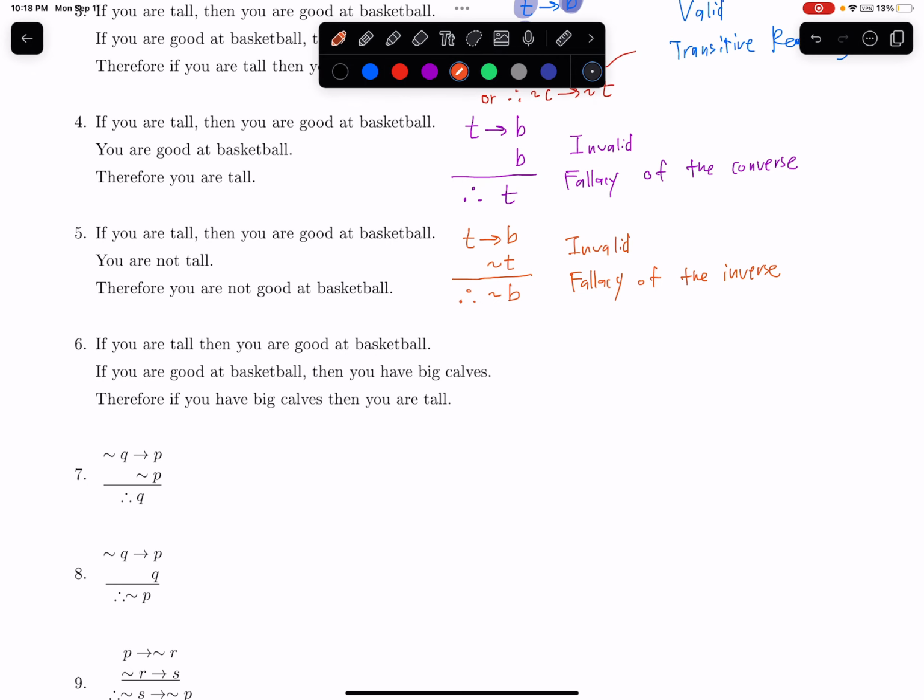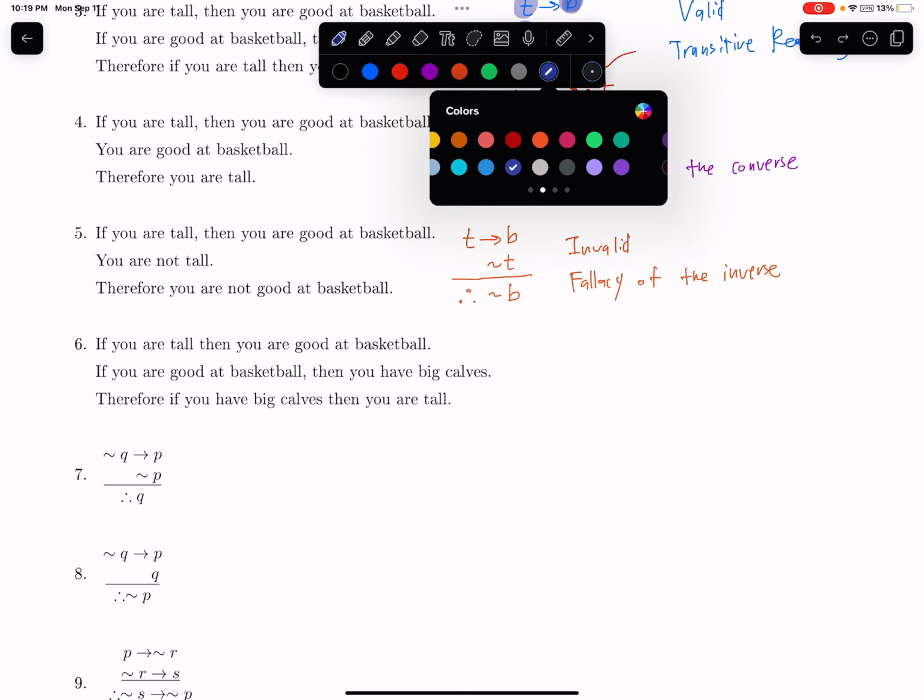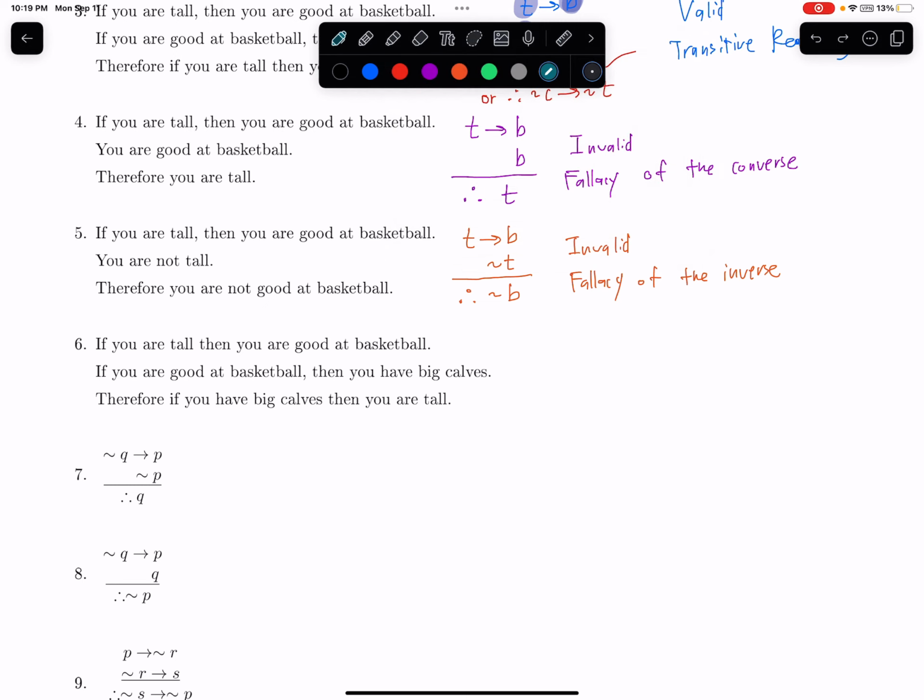Okay, number 6. If you're tall, then you go to basketball. Same initial start position again. Let me use a darker color. It's too hard to see. Stick with green. Let's do darker green. It's blue-green. If you're tall, then you're good at basketball.